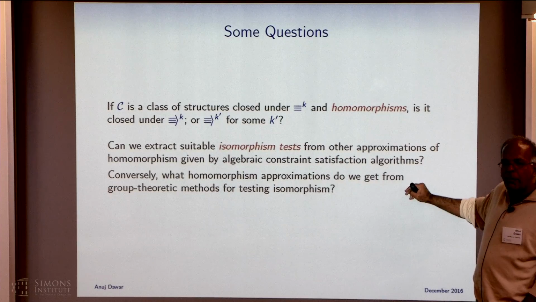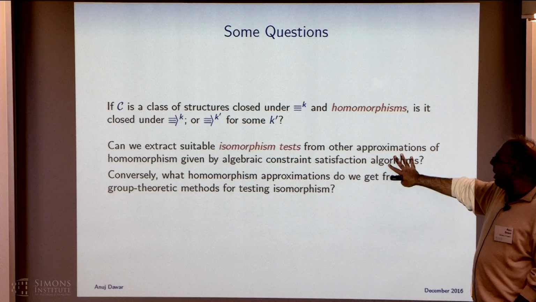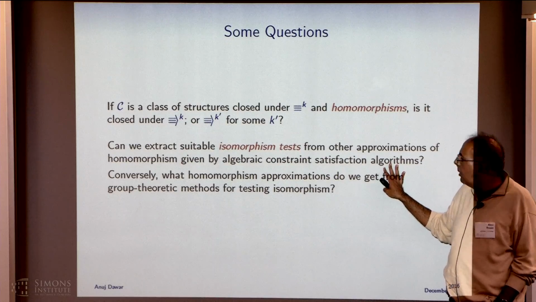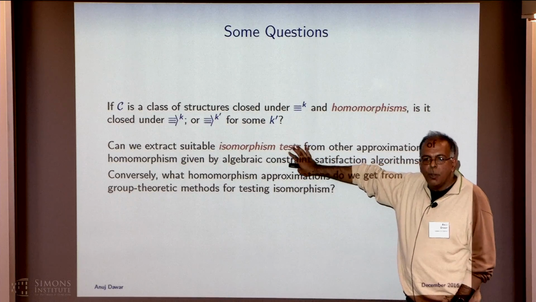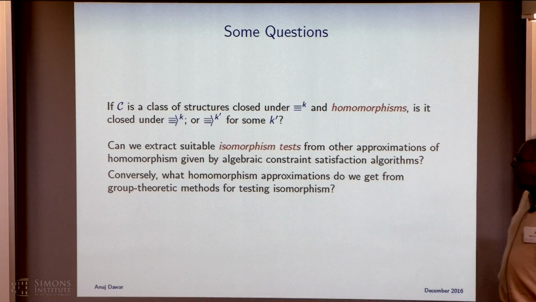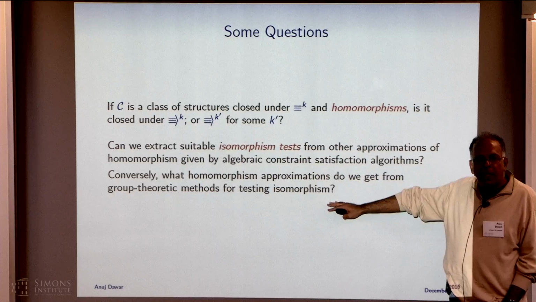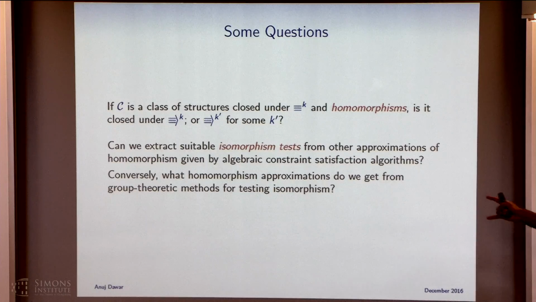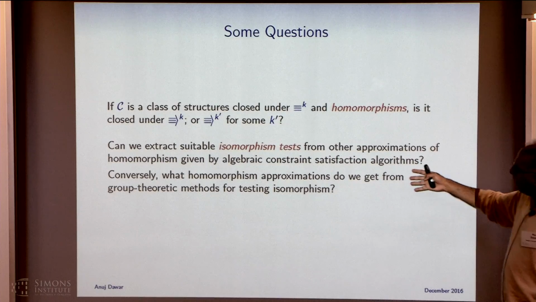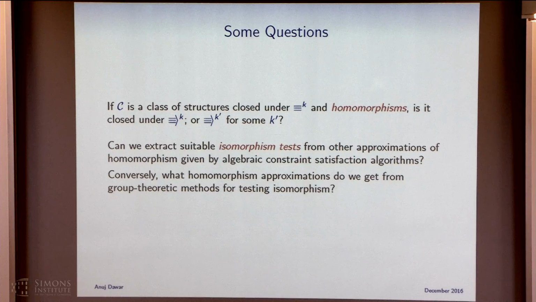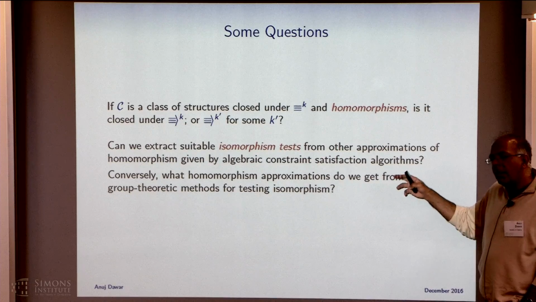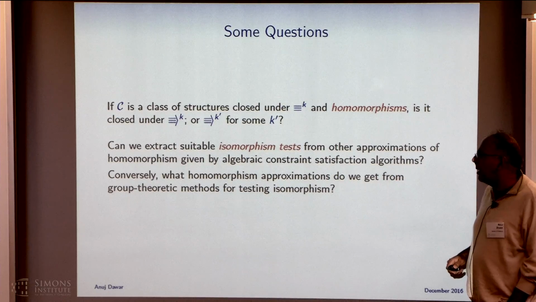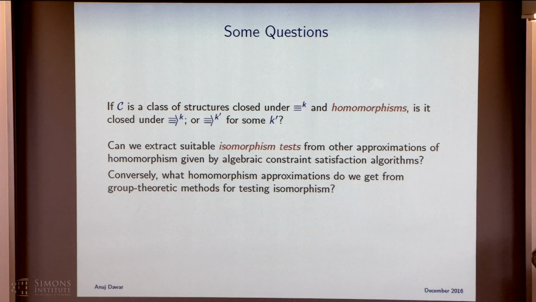Well, this is sort of a pair of dual questions. We have other ways of approximating homomorphism other than K-local consistency. There are lots of these algebraic constraint satisfaction algorithms. What sort of useful isomorphism tests could you extract from those? And conversely, there are lots of isomorphism tests, unlike Weisfeiler-Leman, based on group theoretic algorithms, or like the ones I talked about in the last workshop, based on invertible linear maps. And again, there seems to be maybe a useful notion of homomorphism one could extract, for which that is the right notion of isomorphism. I'll stop here. Thank you very much.